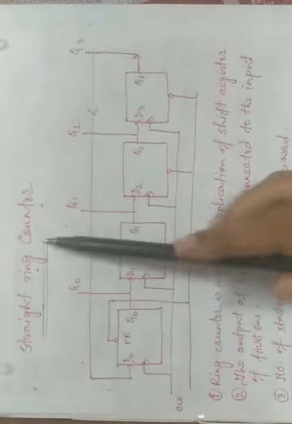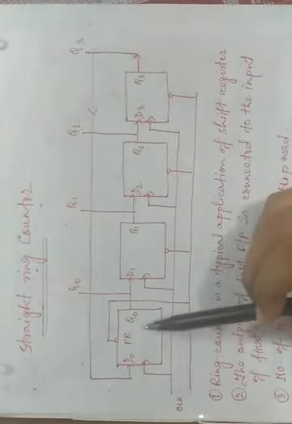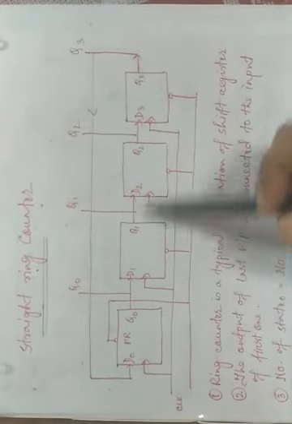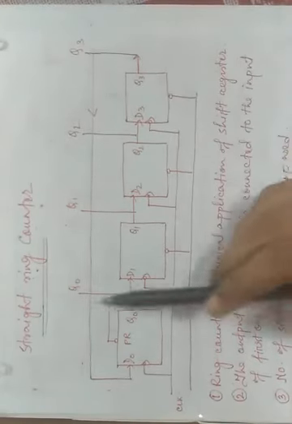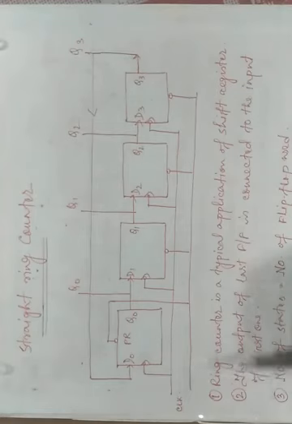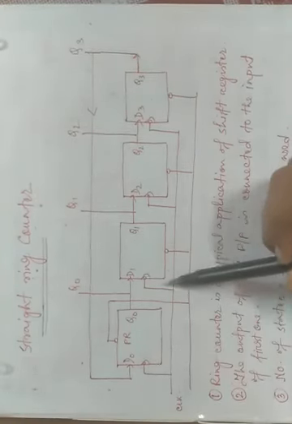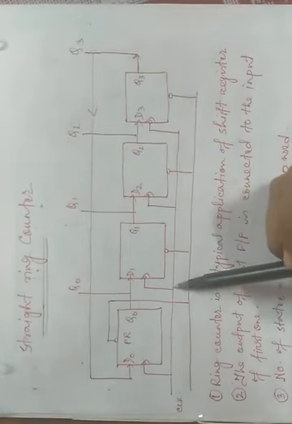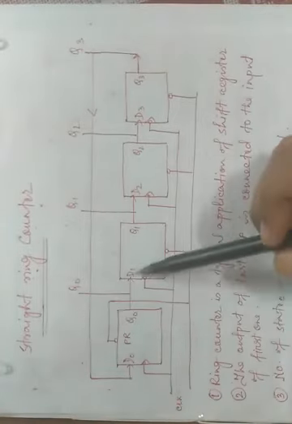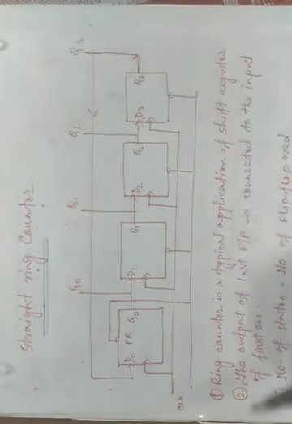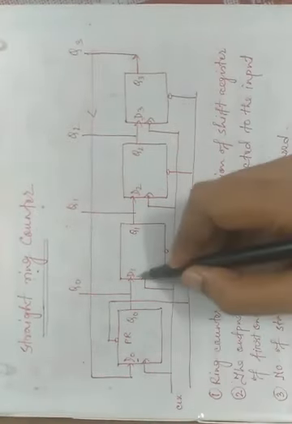So a ring counter is a type of shift register which transmits one bit within the counter from one flip-flop to another flip-flop, and this is a synchronous counter. Synchronous counter means all the clocks of the flip-flops are connected to a single clock pulse. Okay, this straight ring counter is made up of 4 flip-flops.